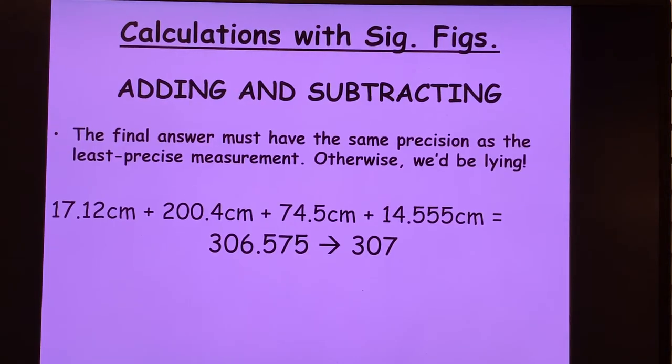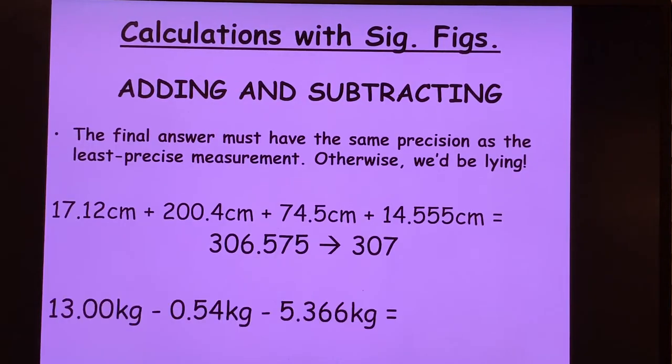So on the calculator, you're going to get this big wild number, 306.575. So you would have to round that to 3 significant figures so that it matches. Otherwise, we would be lying. Again, we don't want to be liars. So the 5 is a 5, the first 5 after the decimal. And so you're going to round the 6 to a 7, and that's how you get that answer, okay? 307.